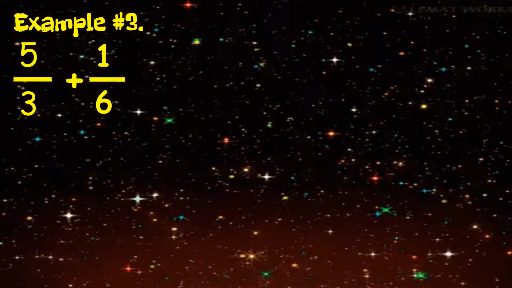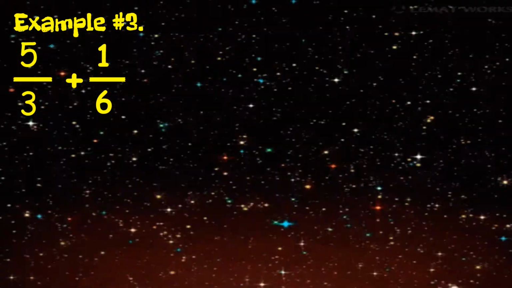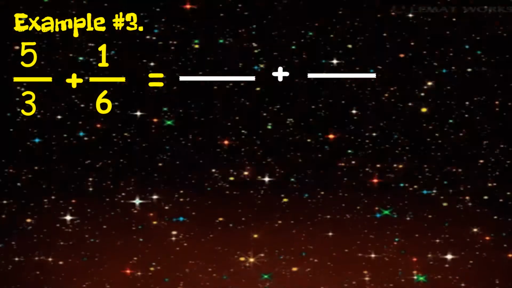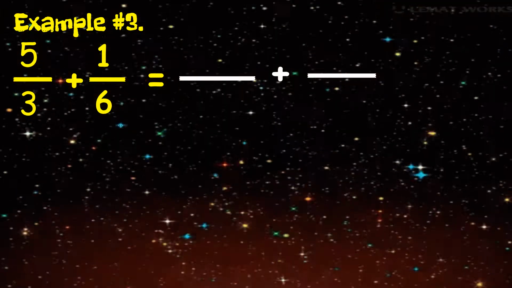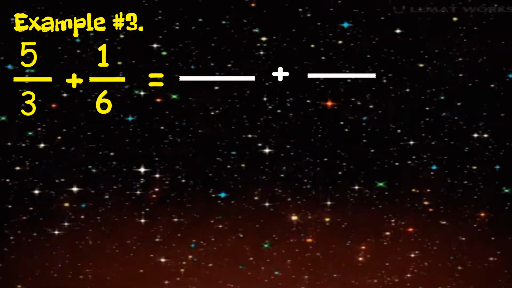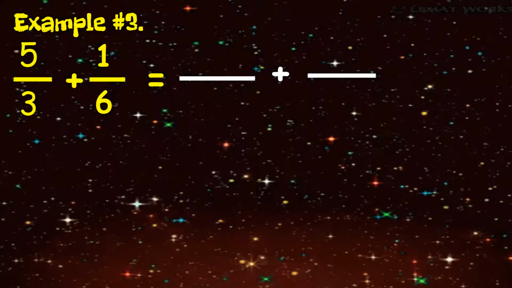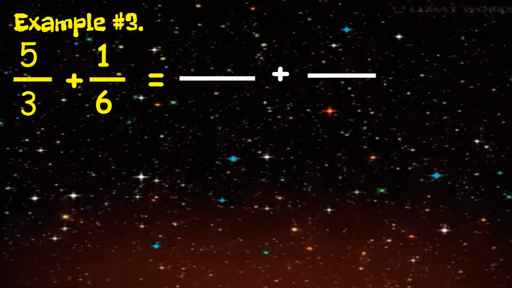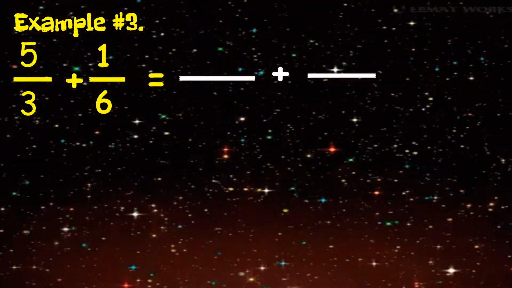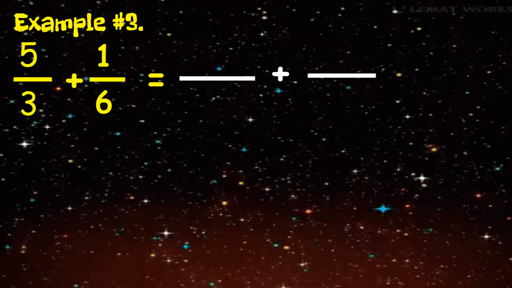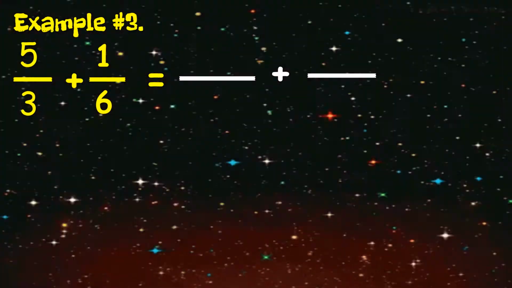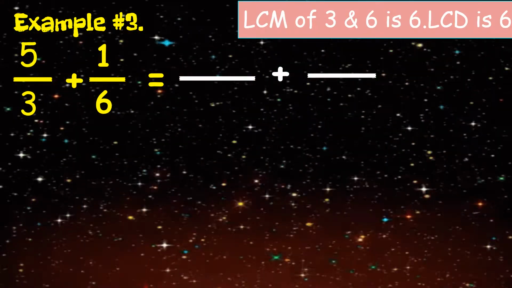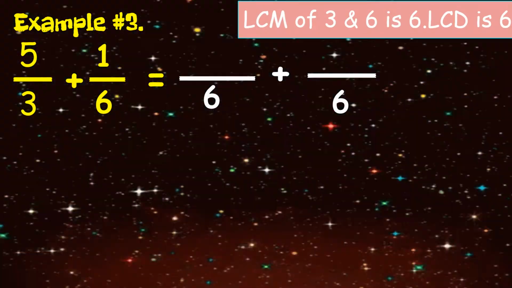Example number 3. We add 5 over 3 and 1 over 6. To add them, get the LCD, or even the least common multiple of the two denominators. The multiples of 3 are 3, 6, 9, 12, and so on. For number 6, we have 6, 12, 18, 24, and so on. They have the same least common denominator, which is 6. Therefore, we'll be using 6.